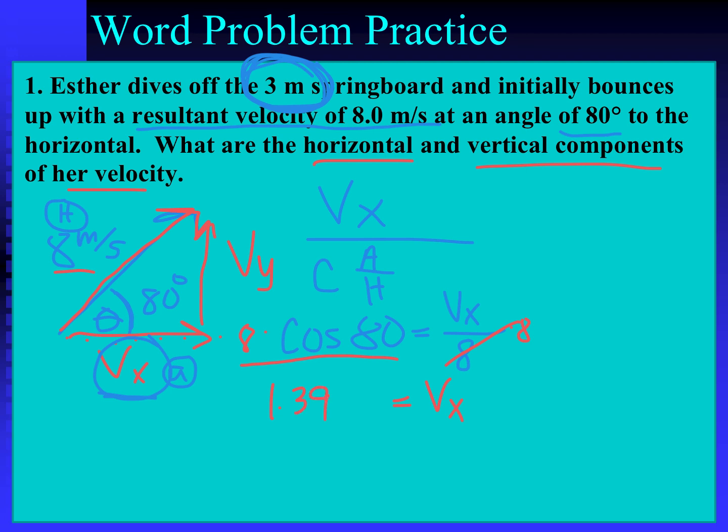And since this is velocity, it's meters per second. So look at that. I already figured out my velocity in the x direction, and that's going to stay constant throughout. That is going to be 1.39 meters per second in the x direction.